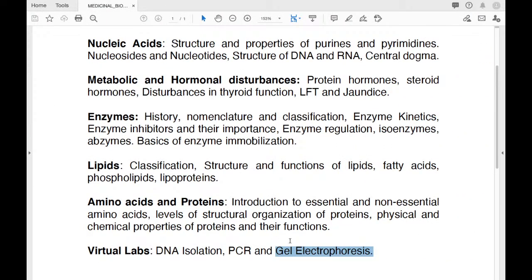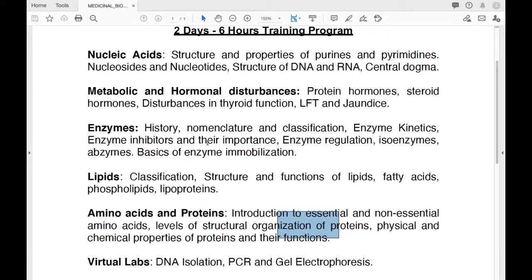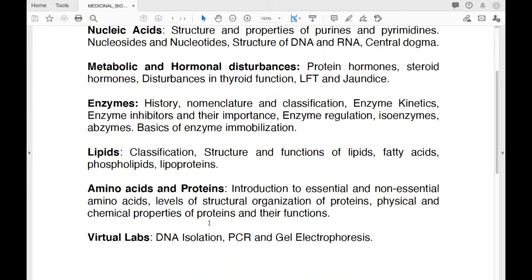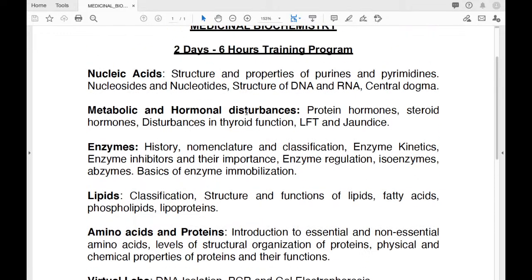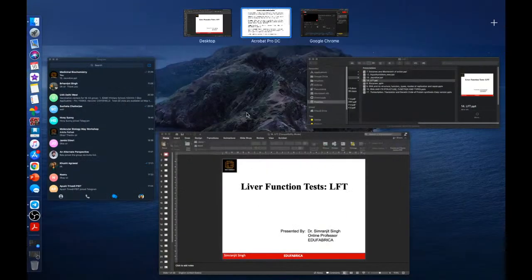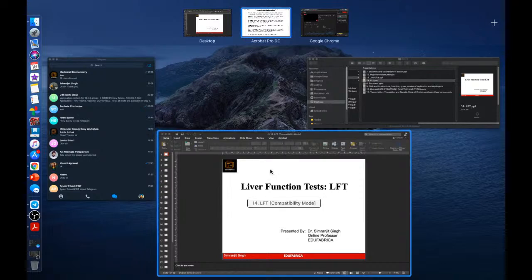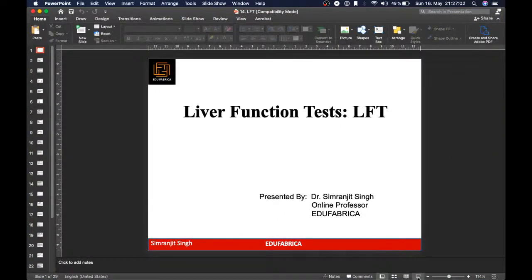Then we have mainly the gel electrophoresis. I will show you the Western blots in them. So we go with that, and the rest of your part will be over. Thyroid function, LFT, jaundice, protein hormones, nucleic acids, lipids, amino acids. So we have covered your whole topic in the 6 hours. So just that will be left. We will start soon then.